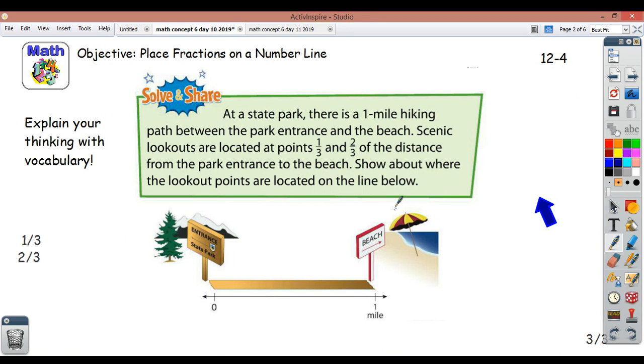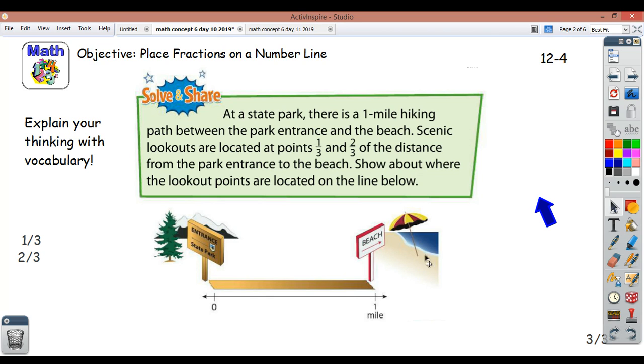Here's our launch. At a state park, there is a 1-mile hiking path between the park entrance and the beach. Scenic lookouts are located at points 1/3 and 2/3 of the distance from the park entrance to the beach. Park entrance, beach. Show about where the lookout points are located on the line below.